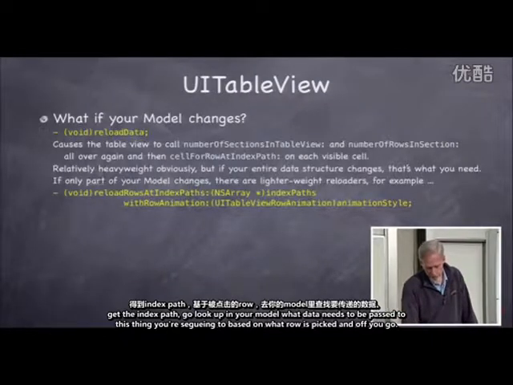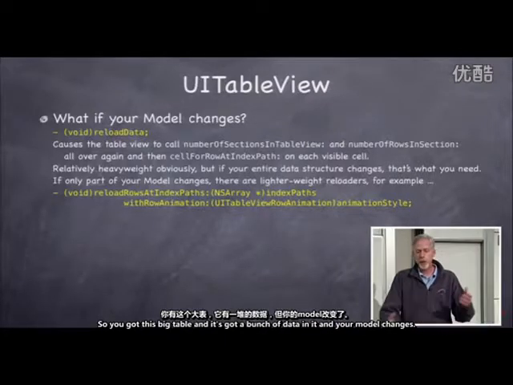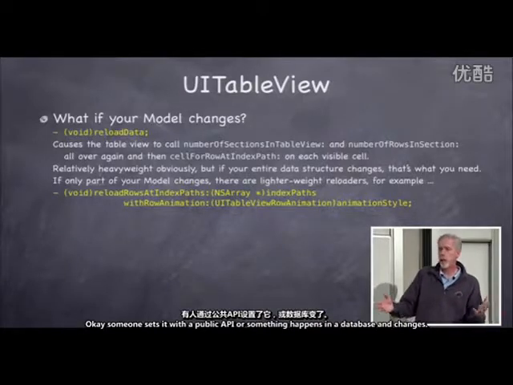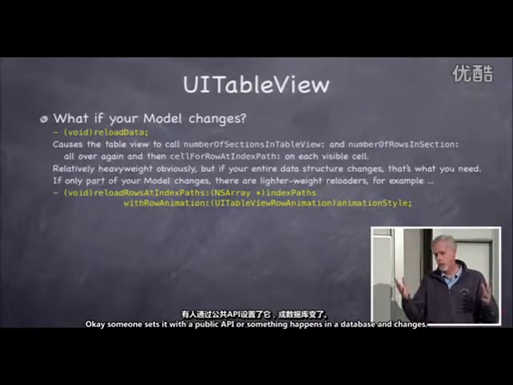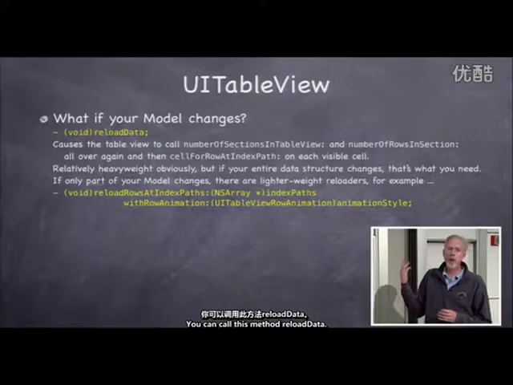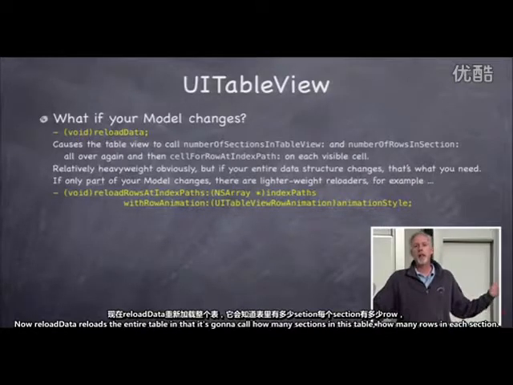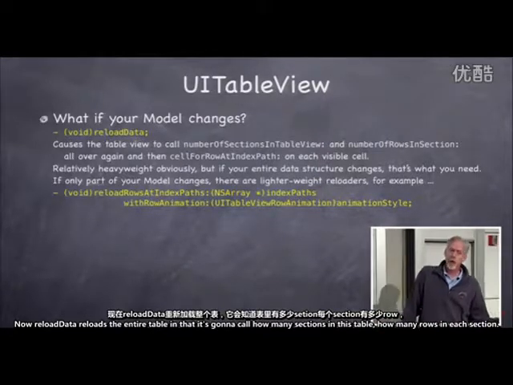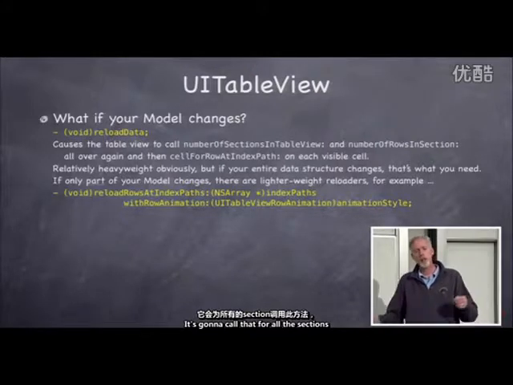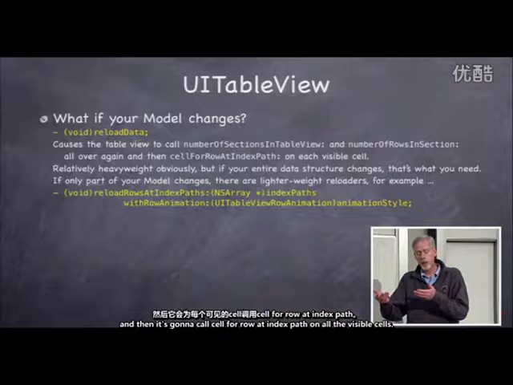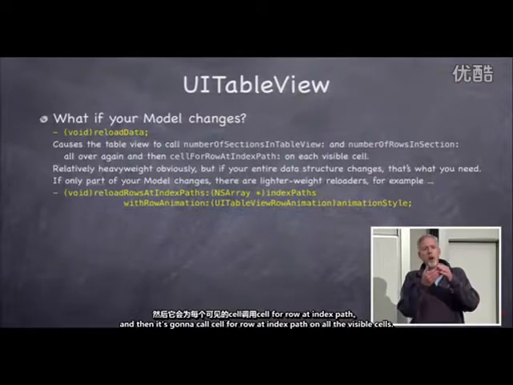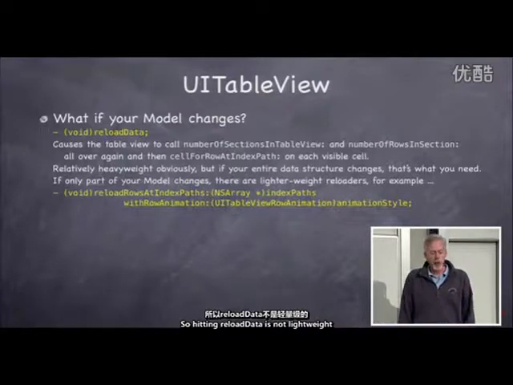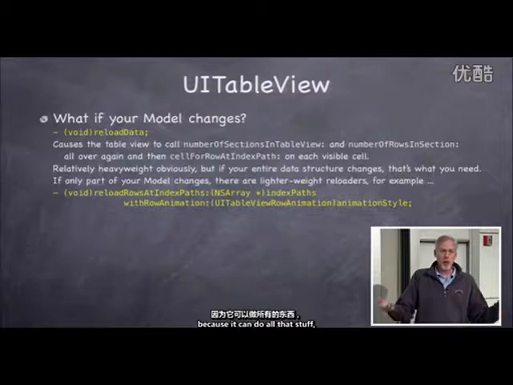What if your model changes? So you've got this big table, and it's got a bunch of data in it, and your model changes. Okay, someone sets it with a public API, or something happens in a database and it changes. You can call this method reloadData. Now, reloadData reloads the entire table in that it's going to call how many sections in this table, how many rows in each section. It's going to call that for all the sections, and then it's going to call cellForRowAtIndexPath on all the visible cells. Okay, so it's not going to call that for all the cells, only the visible ones.